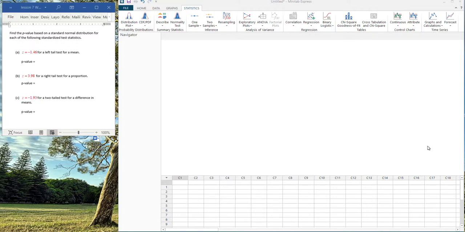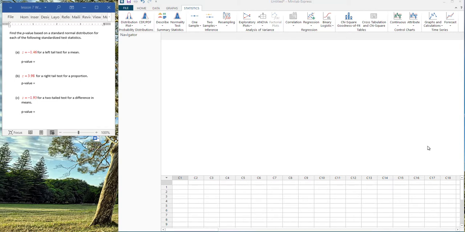Hi there. This is a little example of using Minitab Express to get p-values for a specified test of hypothesis with a given form of the alternative hypothesis, meaning left tail, right tail, or two tail, and a calculated test statistic z-value. Okay, so for the first one, we want a left tail test about a population mean, and we're given the calculated test statistic and asked to find the p-value.